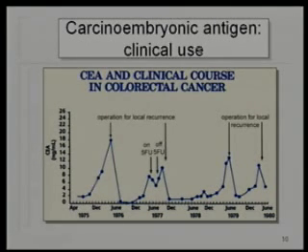Again, there was a recurrence here, and that correlated with increased levels of CEA. That was removed, and it came down again. Okay, so CEA, just like alpha-fetoprotein, can be used to monitor, and any increase in its levels is indicative that there is either metastasis or local recurrence.